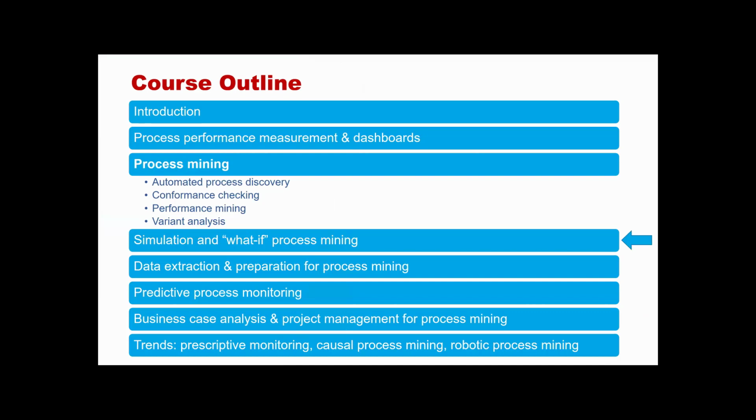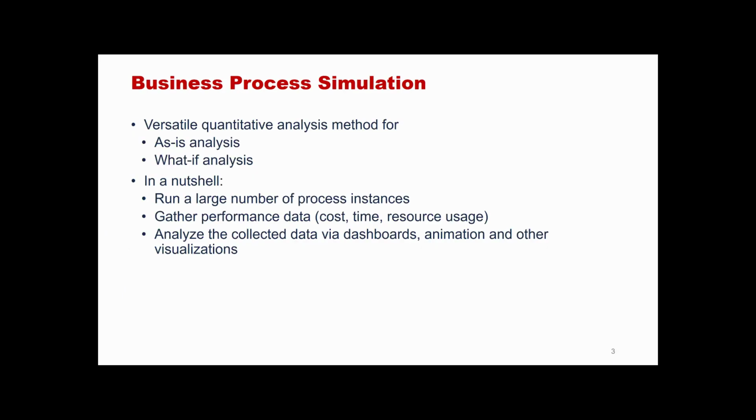With respect to the outline of the course, we are right in the middle, week 7, and we have gone through all the basic foundations of process mining and the 4 capabilities of process mining: automated discovery, conformance checking, performance mining, variant analysis, and now moving into this topic of simulation and what-if process mining.